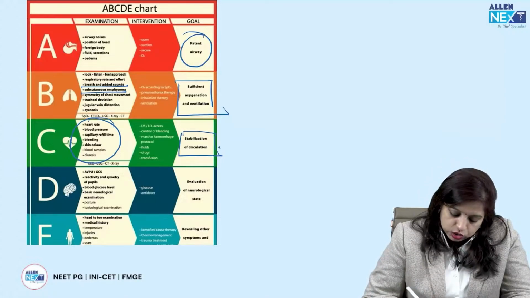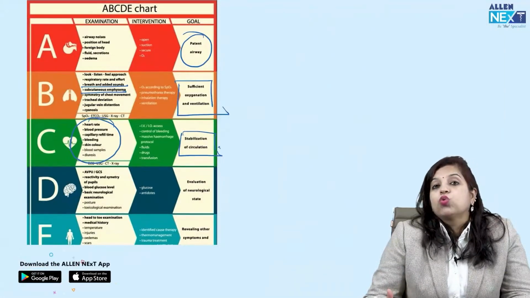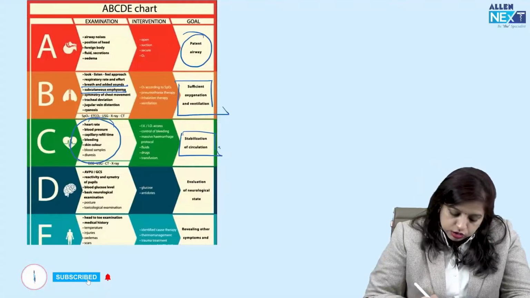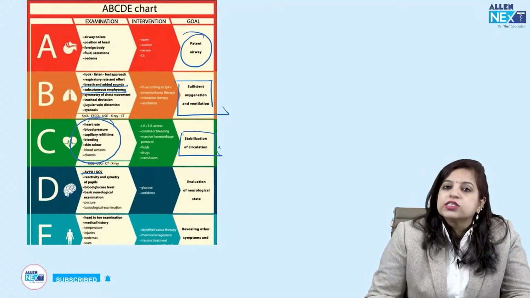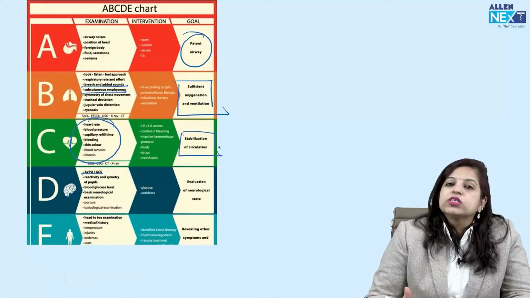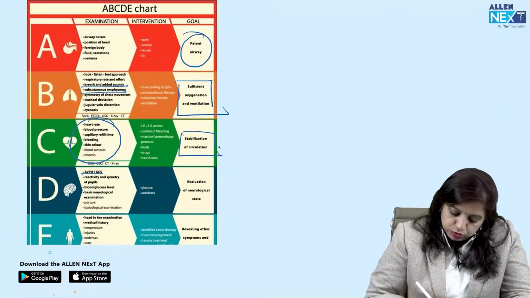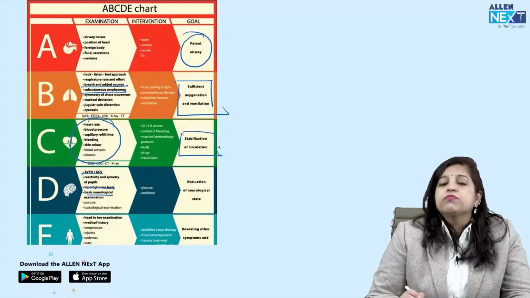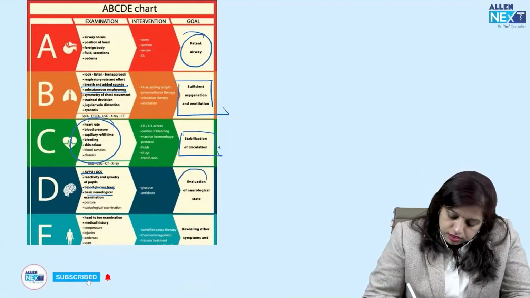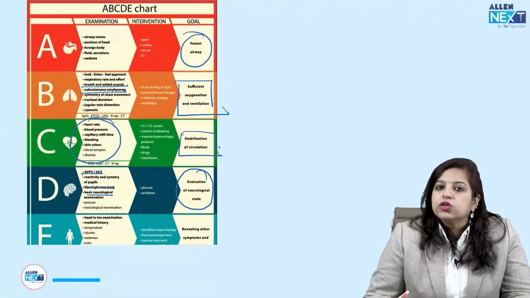D, as I was telling you, we have to look for the total neurological examination. That means D stands for disability, primarily in the neurological field. So we have to go for the GCS or the AVPU score, whatever is applicable to the child. We have to see the reactivity and symmetry of the pupils, the blood glucose levels, and the basic neurological examination has to be carried out. And the goal is to evaluate the neurological state.